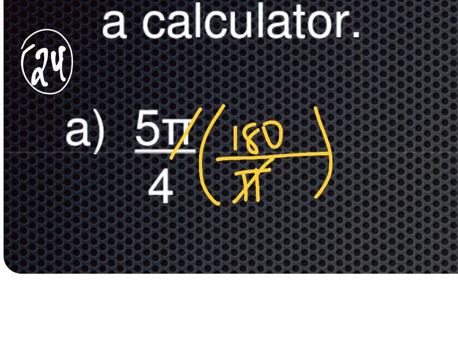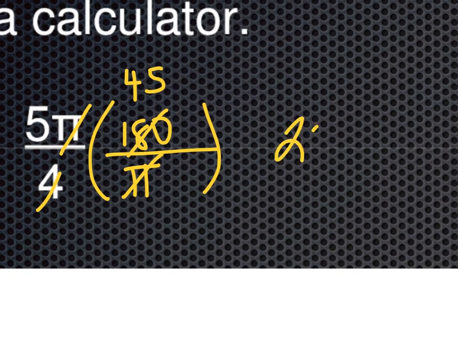So pi's cancel out. 4 goes into 180, what, 45 times? So 5 times 45 is 225, okay? If I want to find the trig functions without using a calculator, without using the unit circle, because you won't have either of those things. You can't just look and find the ordered pair. You have to use reference angles.